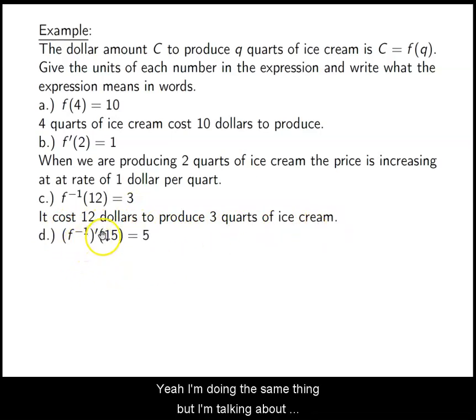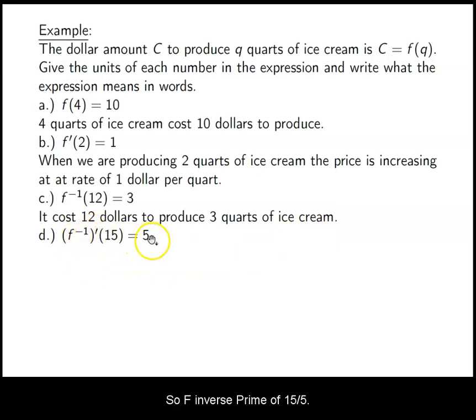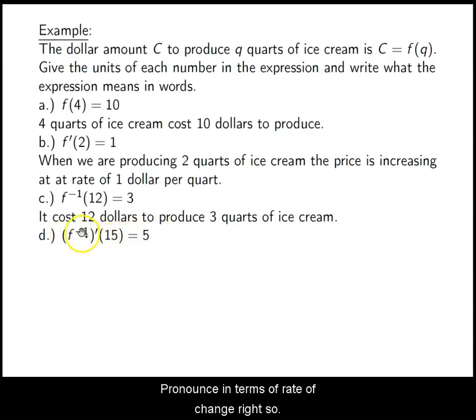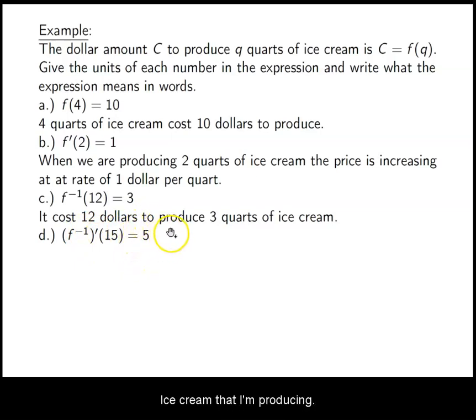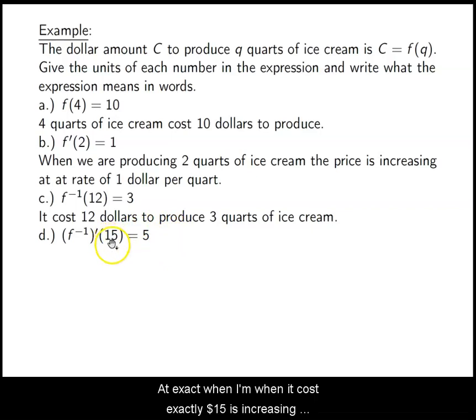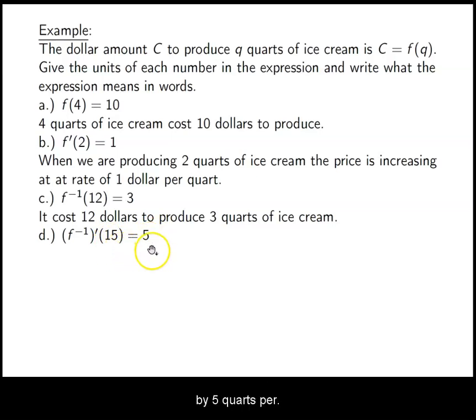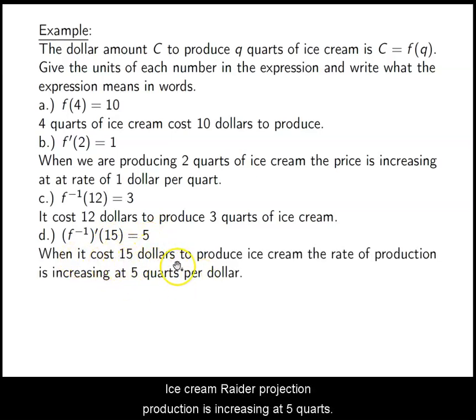Here I'm doing the same thing, but I'm talking about the rate of change from my inverse function. So f inverse prime of 15 equals 5. So this is still money, and this is still quarts, but now it's in terms of rate of change, right? So the amount of ice cream that I'm producing when it costs exactly $15 is increasing by 5 quarts per dollar. Okay, so when it costs $15 to produce ice cream, the rate of production is increasing at 5 quarts per dollar.